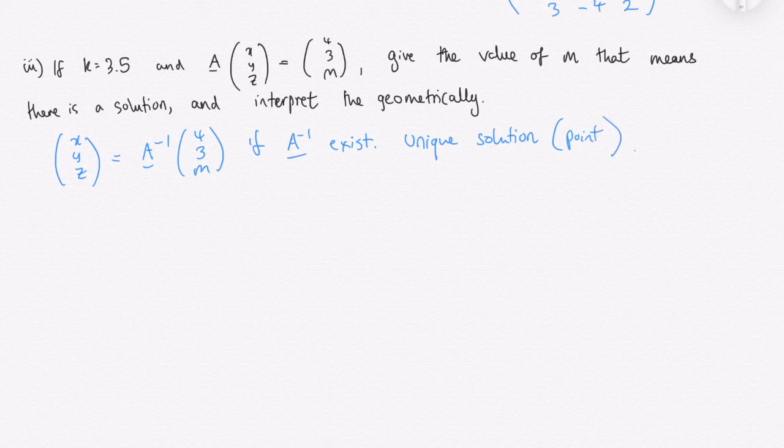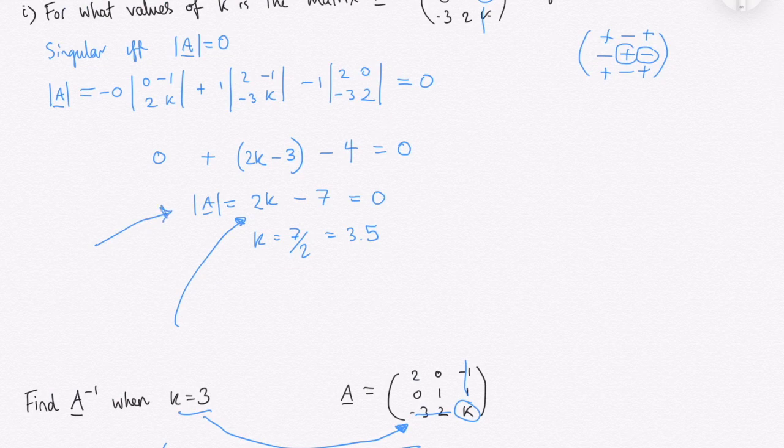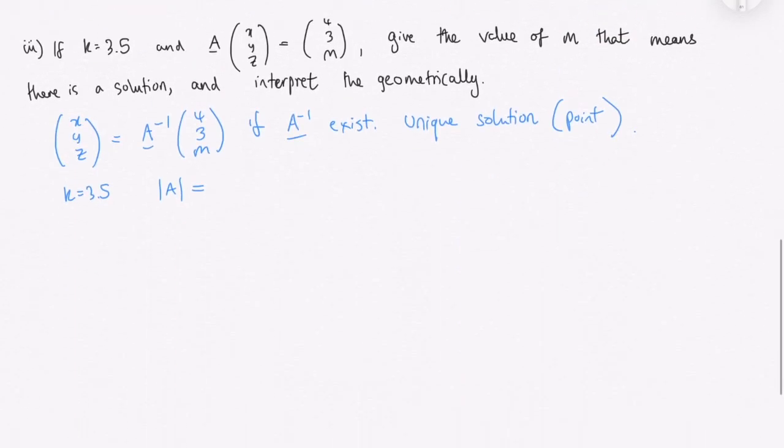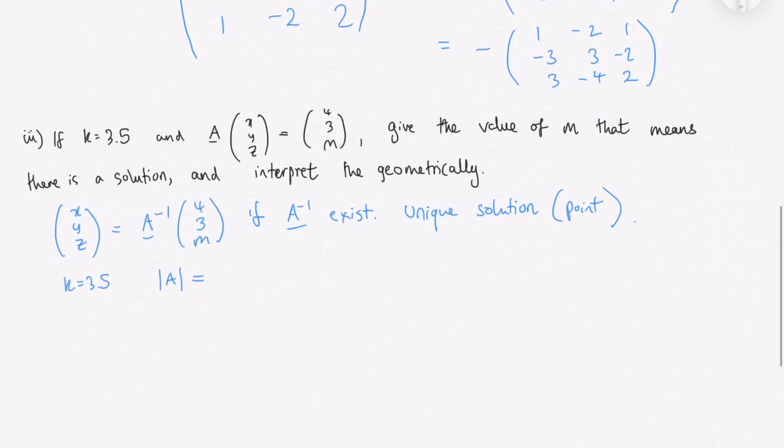However, let's have a think about this, because we know k equals 3.5 and we knew about the determinant of A from above. We knew that the determinant of A was equal to 2k minus 7, and that k equals 3.5 was exactly when A was singular. So this is exactly when A inverse does not exist. So we know here there is not a unique solution to this set of equations.